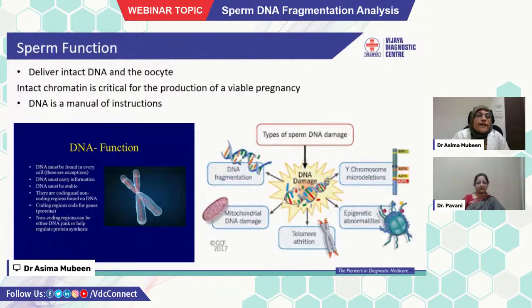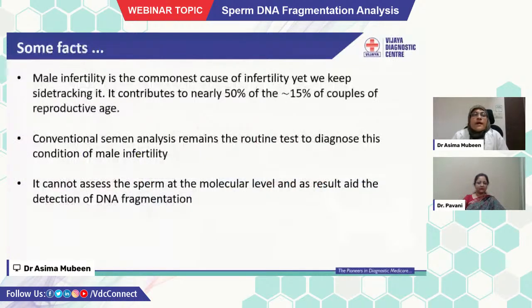Then going ahead, as we all know, the most important DNA function regions are the coding regions, and we all know that intact chromatin is critical for the production of a viable pregnancy. And DNA, it is a manual of instructions. So the main function of DNA is to provide intact chromatin to the oocyte. And while doing so, there may be so many types of sperm DNA damage. So the most important for us here being the DNA fragmentation.